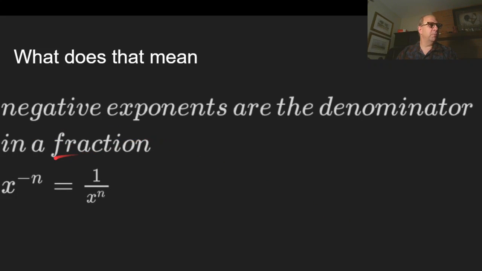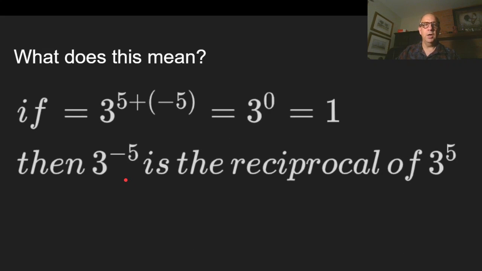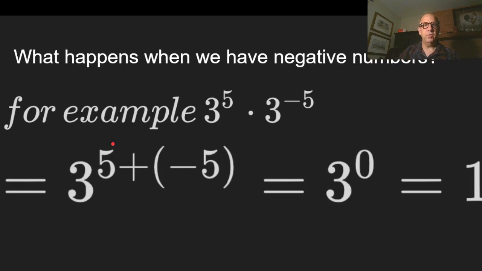Well, the negative exponent becomes the denominator in a fraction, right? Because we saw back here, 3 to the 5th power times 3 to the negative 5th power equals 1. So 3 to the negative 5th power is the reciprocal of 3 to the 5th. So 3 to the negative 5th would be the same as 1 over 3 to the 5th, right?